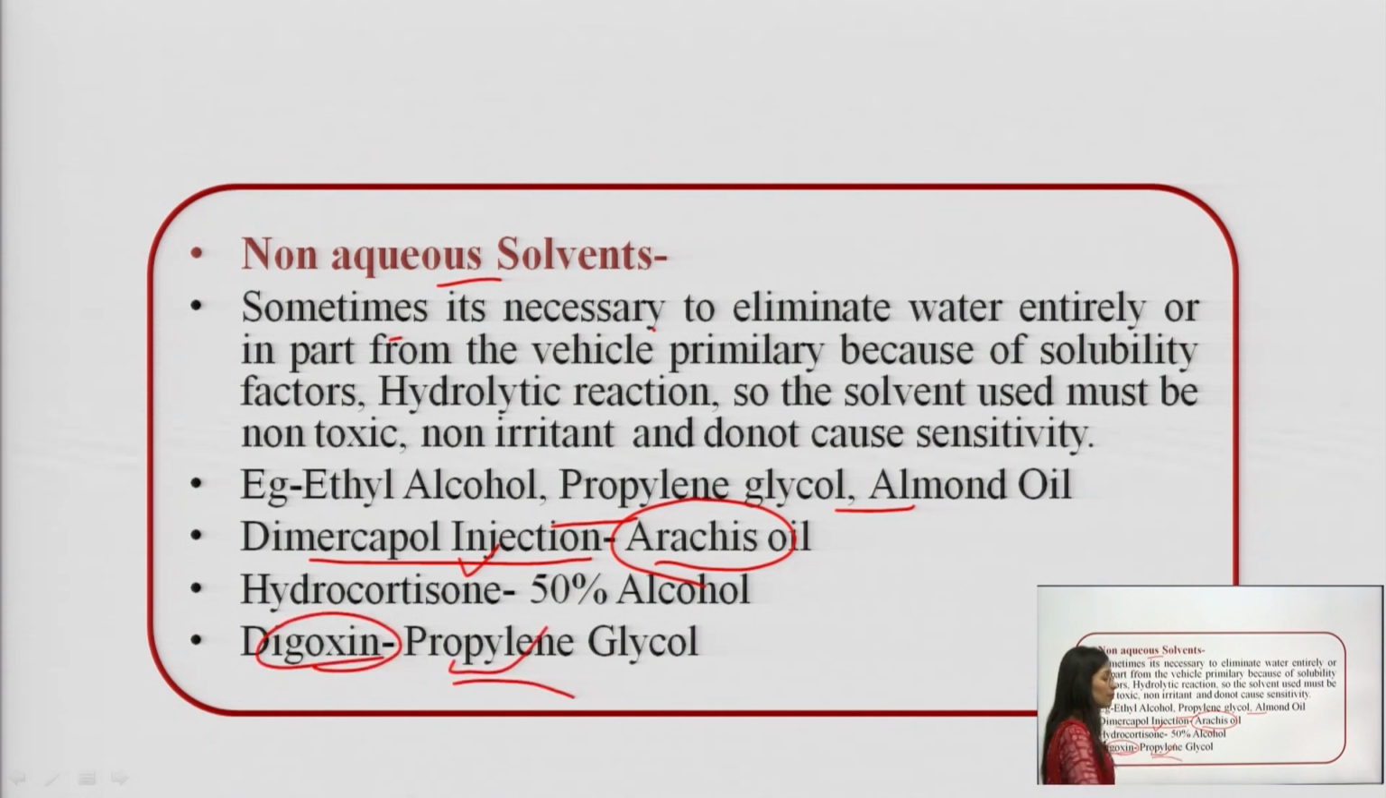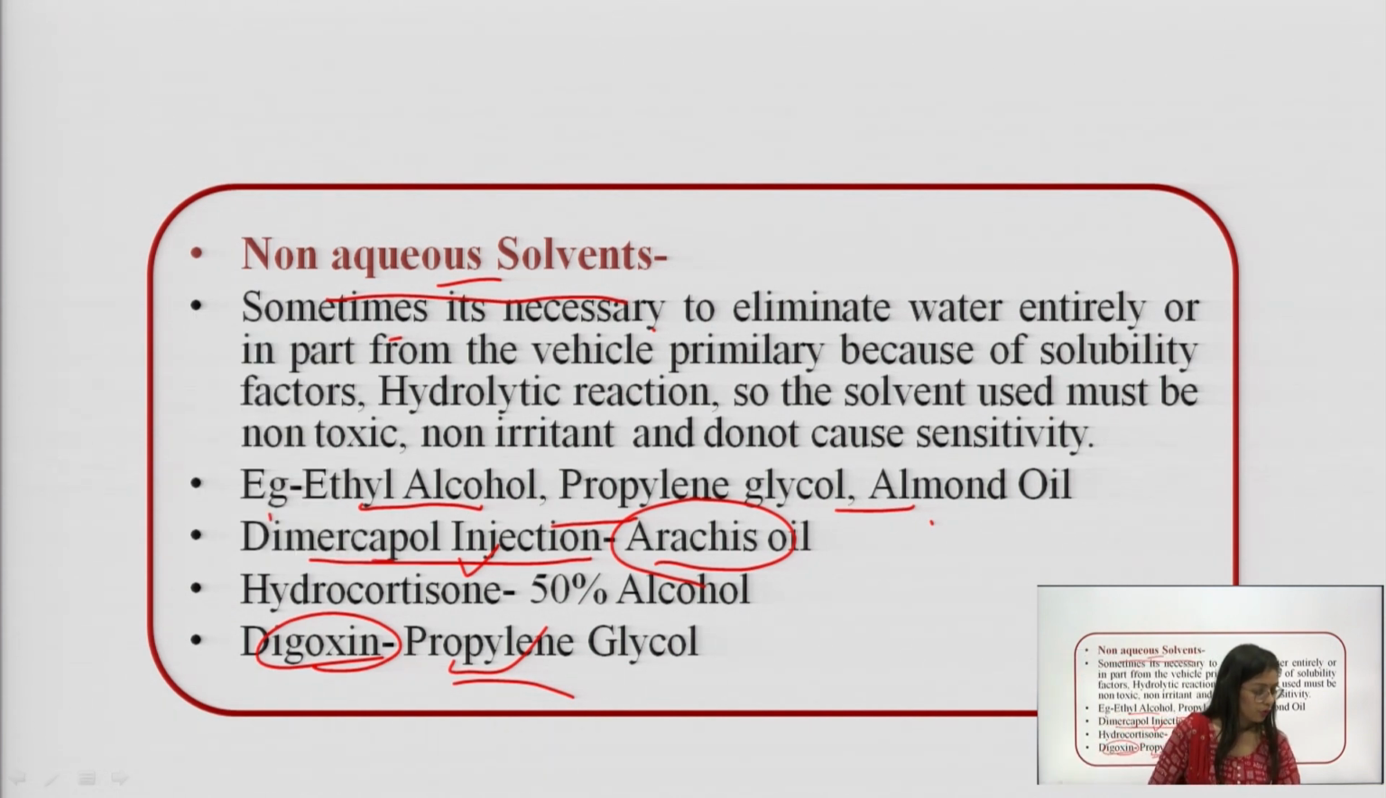So, what is the basic entity? I told you we have aqueous and non-aqueous solvents. Based upon the solubility profile, if we do not have proper solubility, that drug should not be used further. So we need better solubility. If the drug is not soluble in water, we have to find an alternative, and that is a non-aqueous solvent. You can write examples: ethyl alcohol, propylene glycol, almond oil, dimercaprol injection, hydrocortisone and digoxin.